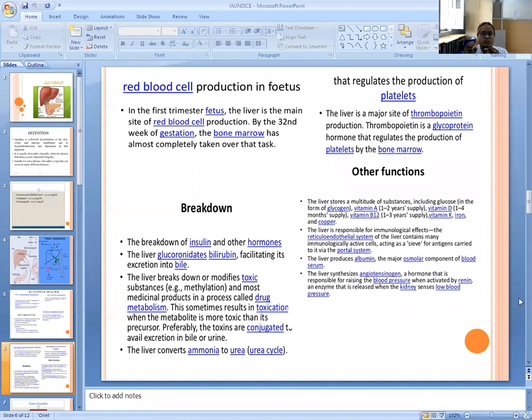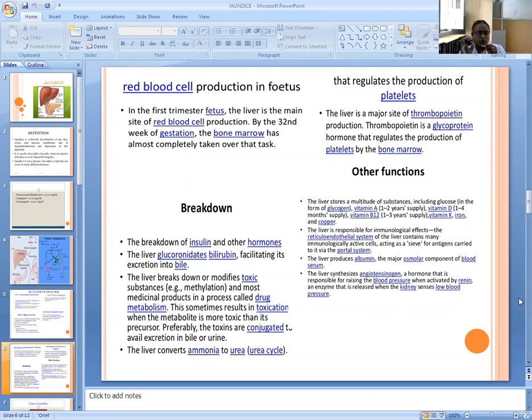The liver is responsible for immunological effects also because it is one of the main reticuloendothelial systems. The reticuloendothelial system of the liver contains many immunologically active cells which remove foreign particles or antigens. The function of the reticuloendothelial system is to identify foreign antigens and particles, and to remove them. So that is an important function in immunity.